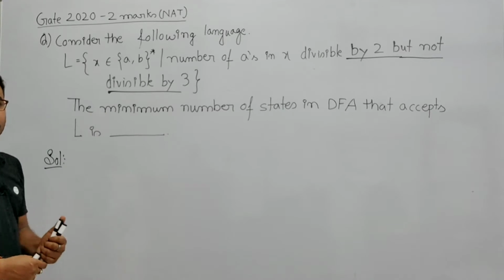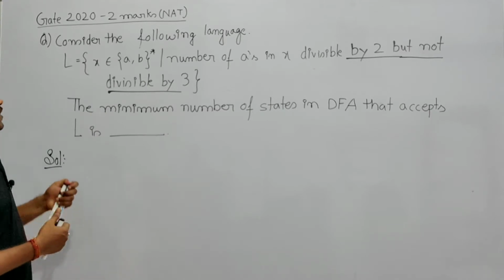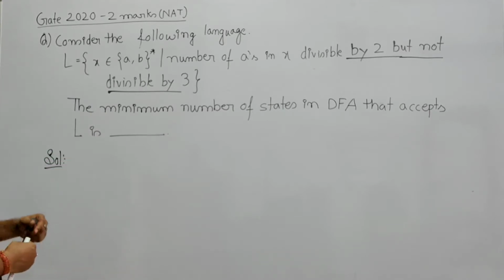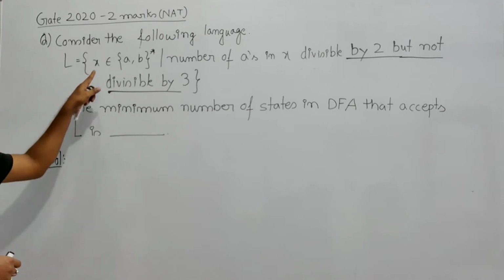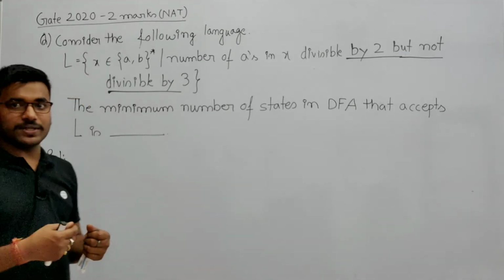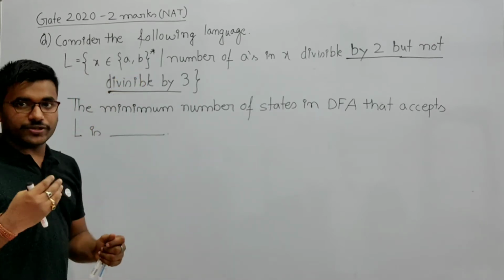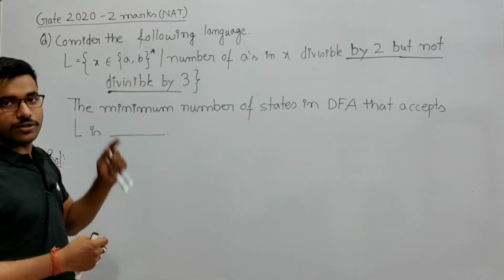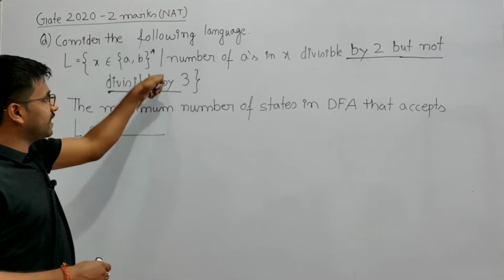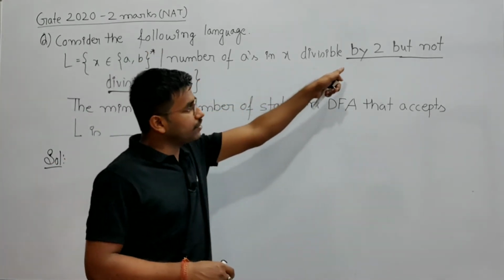Now see, GATE 2020 question for 2 marks. It is saying, consider the following language. The language contains X, where X is a string. Here they are representing X as a string belonging to (a,b)*, which means any combination of a and b, such that the number of a's in X is divisible by 2.